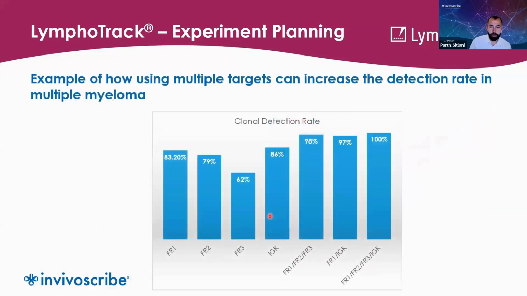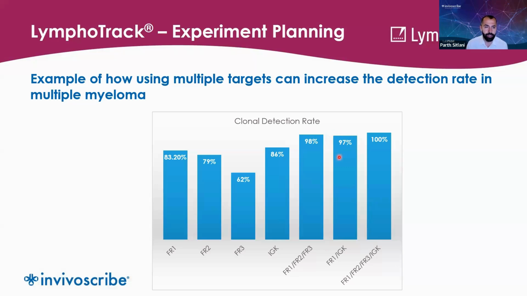Here's from a publication on multiple myeloma from Sloan Kettering Cancer Center, where they show the detection rate of LymphoTrack with Framework 1, 2, and 3 individually, as well as immunoglobulin kappa. And you can see that if you were to combine Frameworks 1, 2, and 3 all together, you can get 98% detection combining these 3 targets. But most labs will actually choose to do 2 targets because this is a good compromise for high sensitivity detection without sacrificing too much cost.